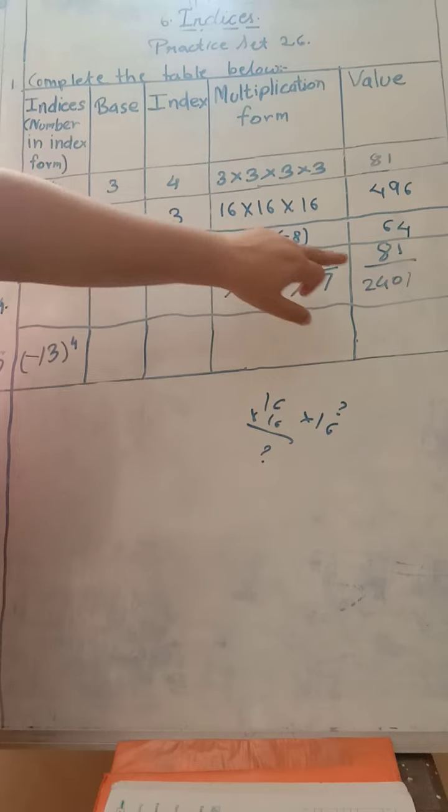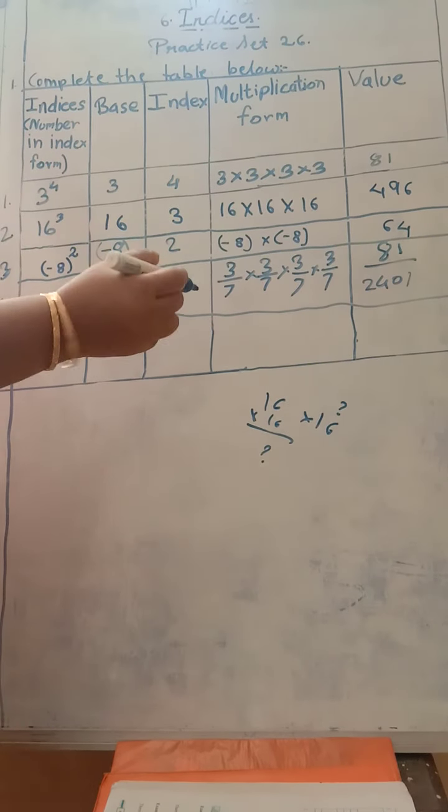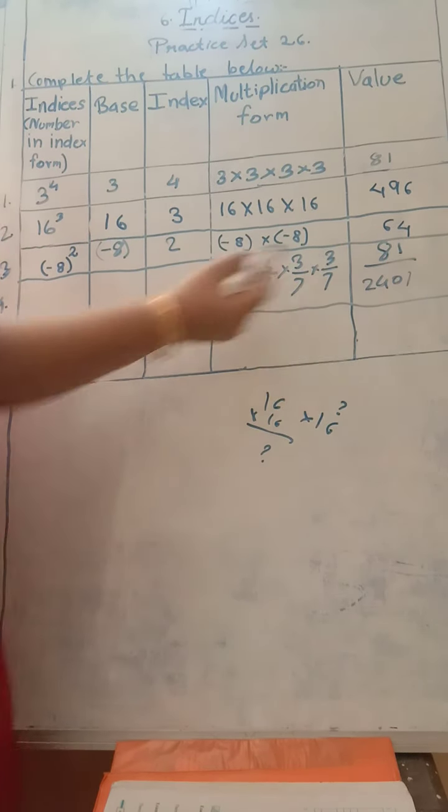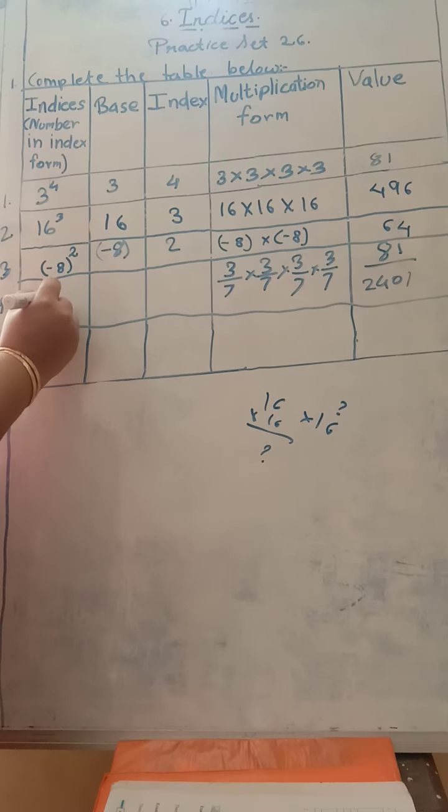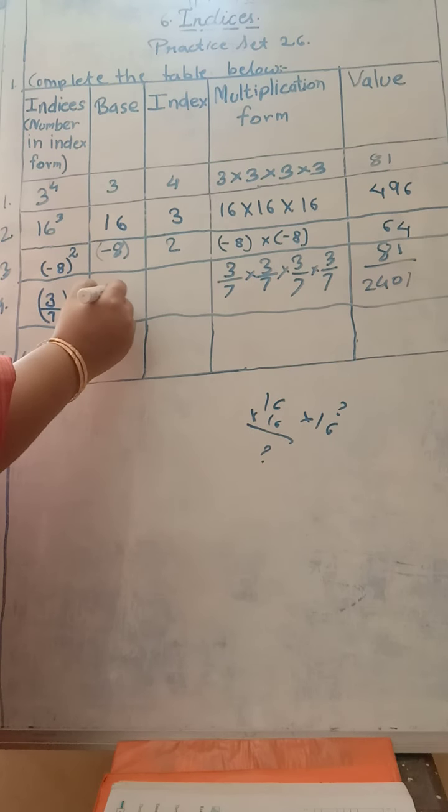They have given multiplication and value. So now in multiplication, 3 upon 7 is taken 4 times. So 3 upon 7 will be our base. Okay, so we'll write it here, or you can write the answer here.